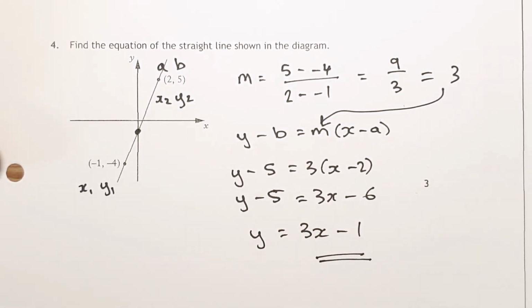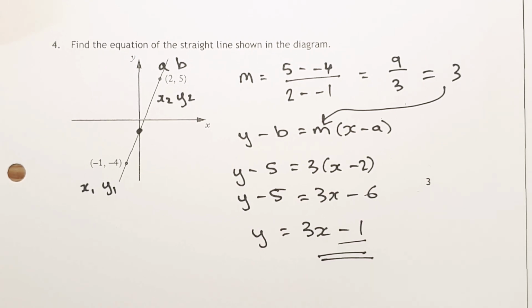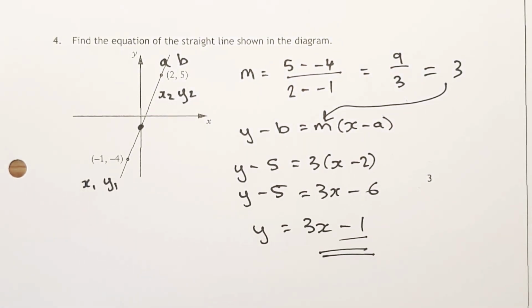Now you could have told from the diagram that the gradient is positive because it's sloping up the way, and you'd be expecting to have a negative y-intercept, which is what I've ended up with here, the -1. So you can have a rough idea of what your equation should look like before you've even done it. So that's the correct answer there, y equals 3x minus 1.